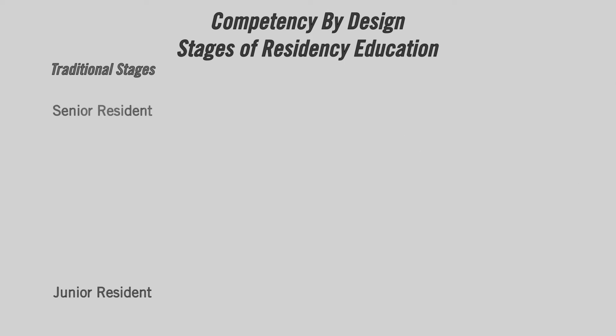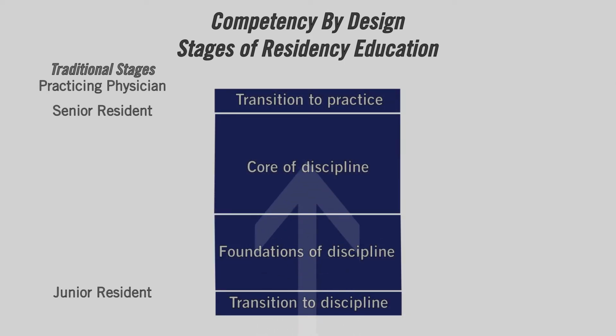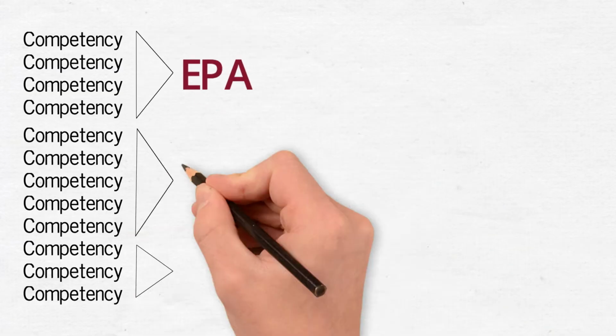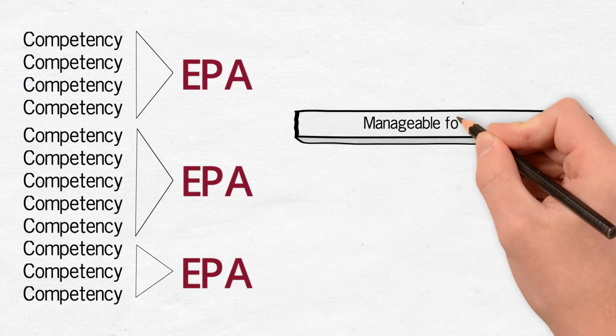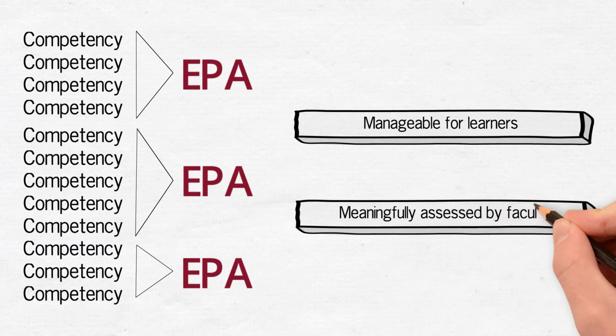Residents are to achieve, and teachers are to ensure, that the EPAs are achieved by the end of each stage of training. An EPA represents the integration of a large number of competencies into a manageable number of activities for learners, and also for supervising faculty to meaningfully assess during the training program.